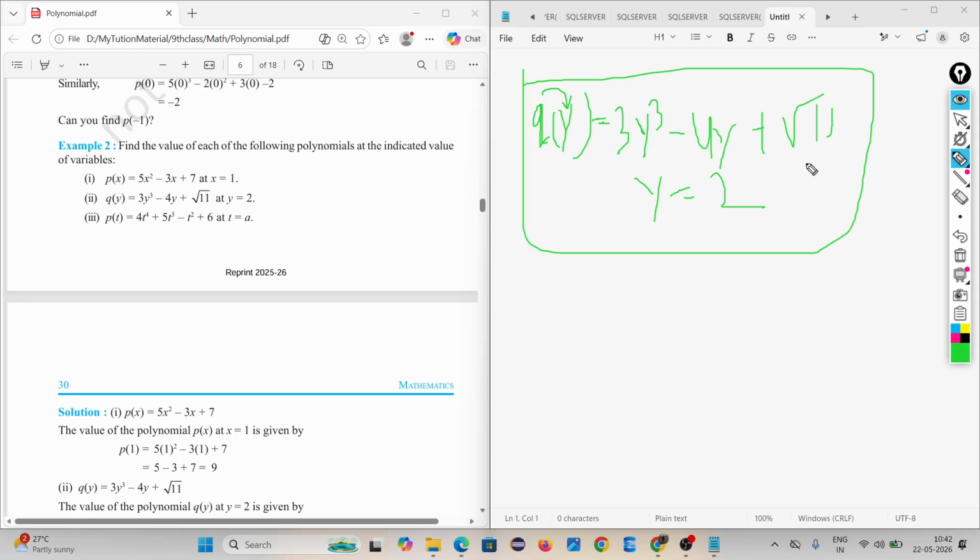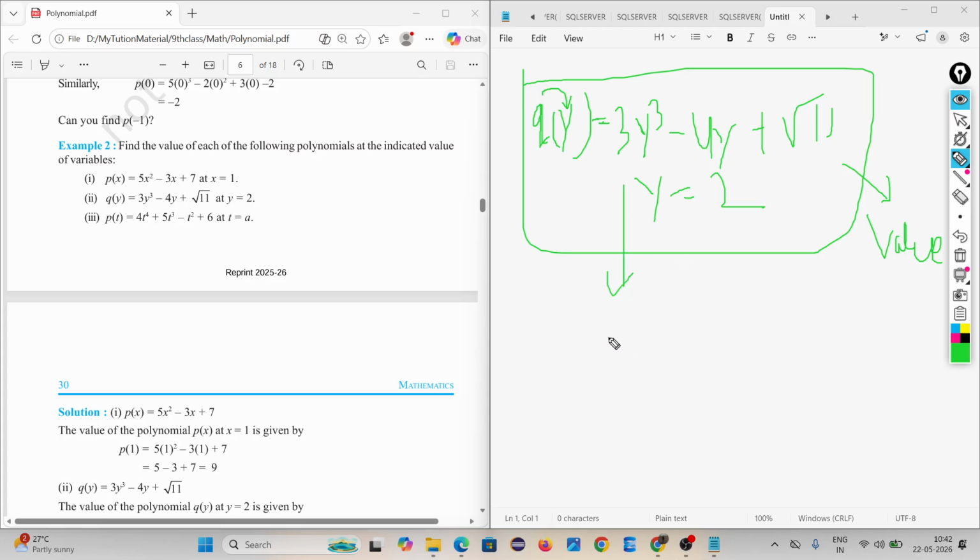In place of y, put the y value given by the question. Okay, sir. This is the question for finding the value. Root 11, right, sir? Root 11.